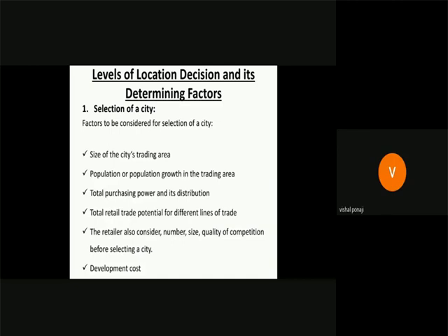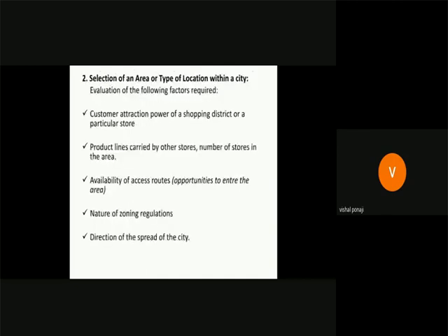So the second one: once the city is selected, you have to select an area, or what we say a type of location within the city. The city has been considered, so we have to enter the city with a certain retail concept, and in that city, which is the specific area which will help the strategy of a retailer get executed and give the output required in the form of the objectives that have been set.